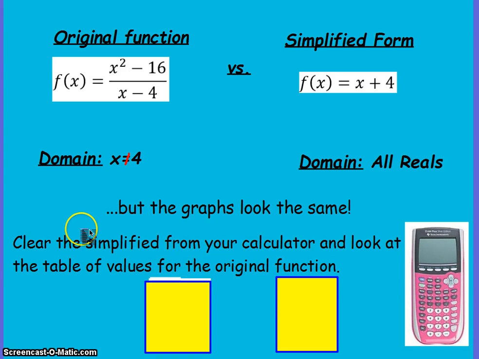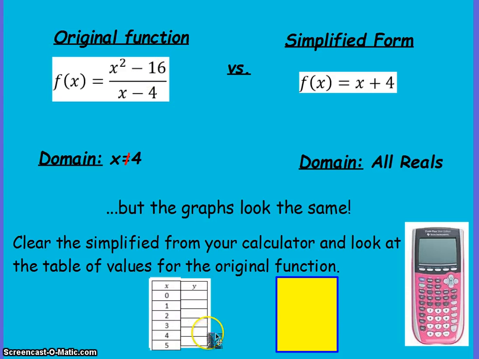Now, what I want you to do is clear the simplified form from your calculator. Remember, we typed that in as y2. And I want you to just have the original function typed in for your y1. And pull up the table using second graph. And I want you to fill in this table for the y values between x equals 0 and x equals 5. Go ahead and pause the video and fill out this table.